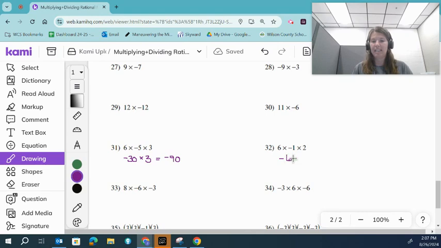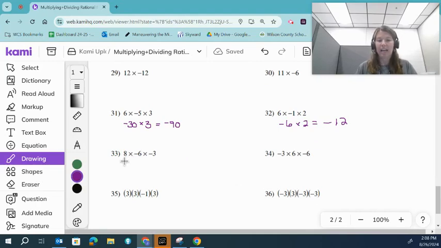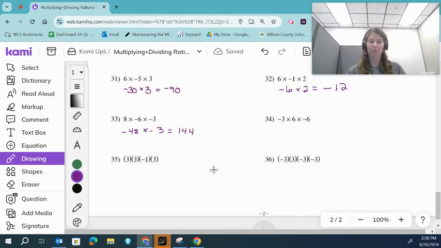Number 32. 6 times -1 is -6. Again, opposite signs. -6 times 2. Again, opposite signs. Negative times a positive is going to be -12. This one here has a negative times a positive. So 8 times -6 is -48. And then times -3. So a negative times a negative is a positive, and we are going to get positive 144. There's a couple more for you to try if you'd like.